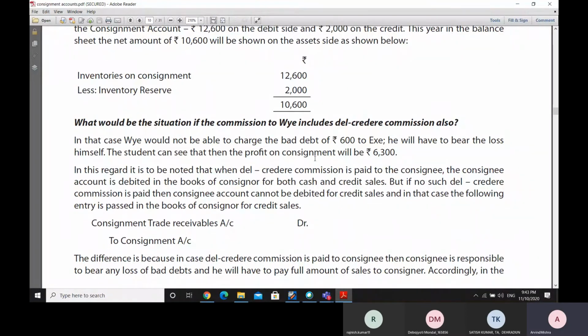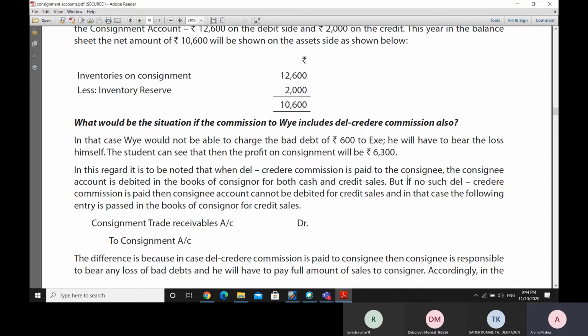So X will not be paying for the bad debt. So he will save on this bad debt amount, because Y will have to bear this loss himself of 600 rupees. Del creditor commission is paid to ensure that there is no bad debt. The student can see here that the profit on consignment will therefore be increased by 600 rupees. So 5,700 plus 600 gives us a profit on consignment of 6,300 rupees.